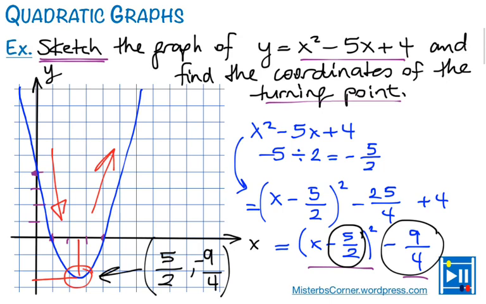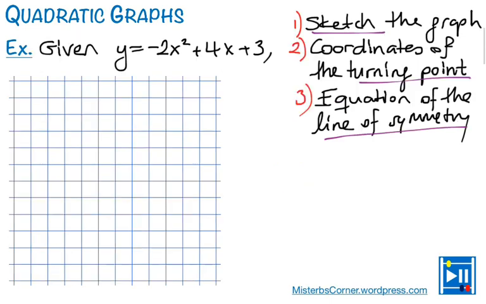Another example. Right, now we have here y equals minus 2x squared plus 4x plus 3. We're going to sketch the graph, find the coordinates of the turning point, and then also we're going to write the equation of the line of symmetry, because parabolas are symmetrical in general, and we have to write the line of symmetry, which would be a vertical line.